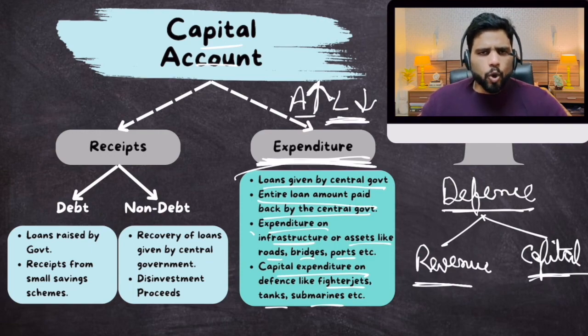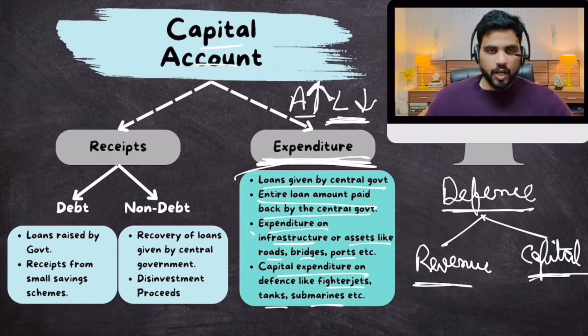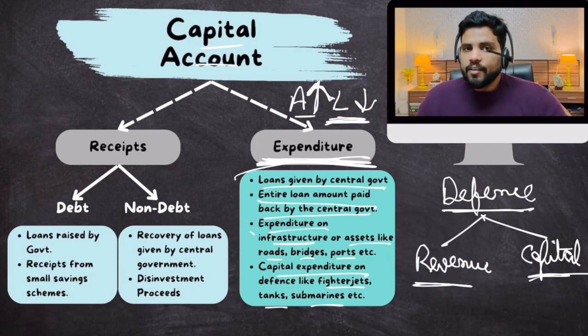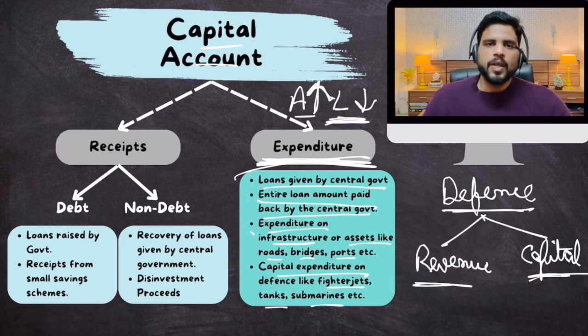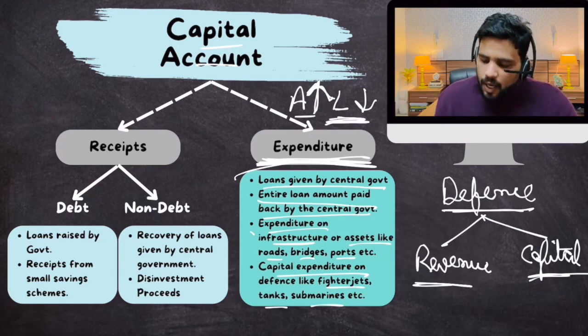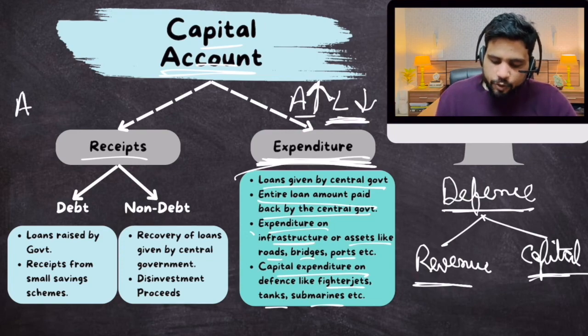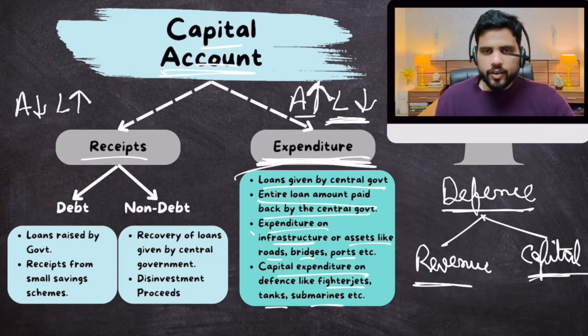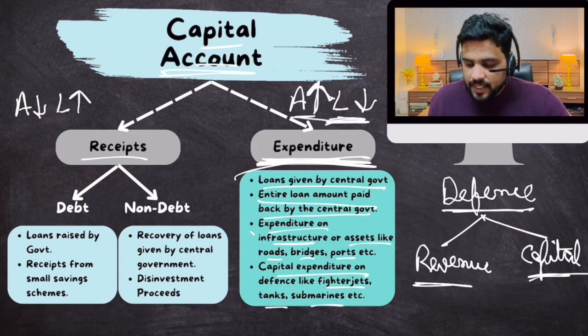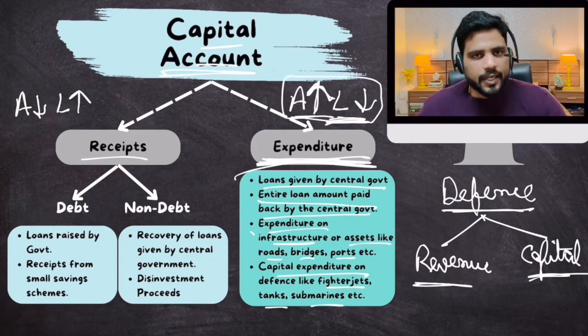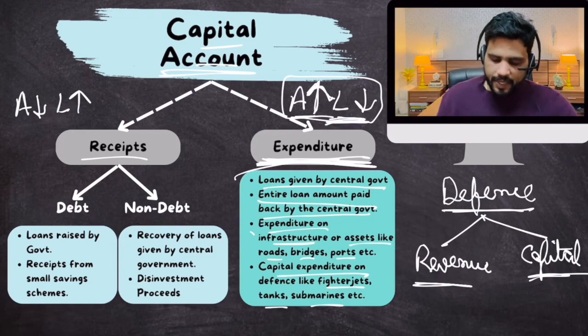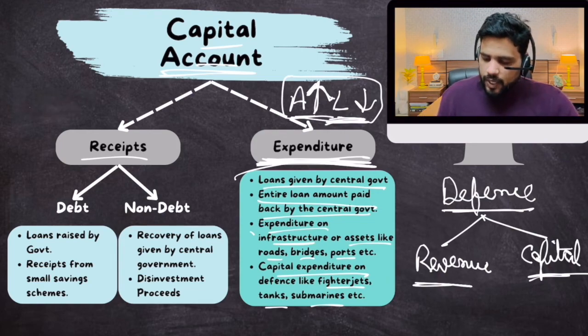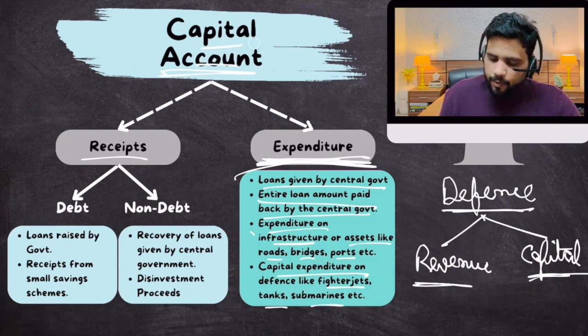So now I hope you know what is the difference between revenue receipts and capital receipts, revenue expenditure and capital expenditure. Anything that changes assets or liabilities of the government are taken into capital account. For receipts, either the assets have to decline or liabilities have to increase. For expenditure, either the assets have to increase or liabilities have to decline. All right, make sense?